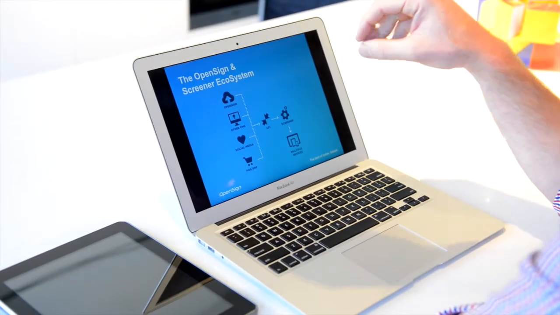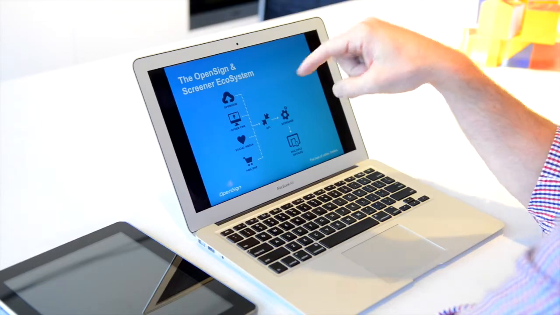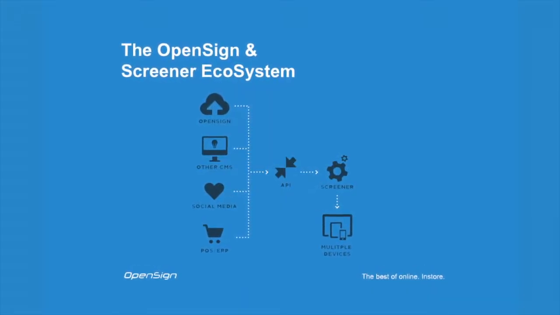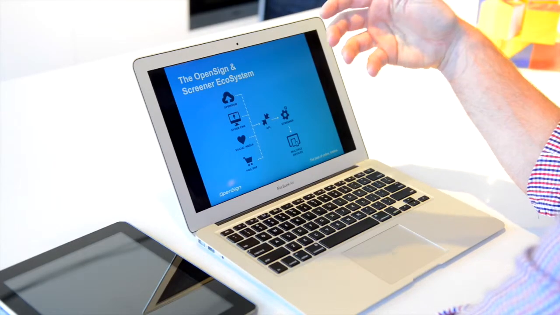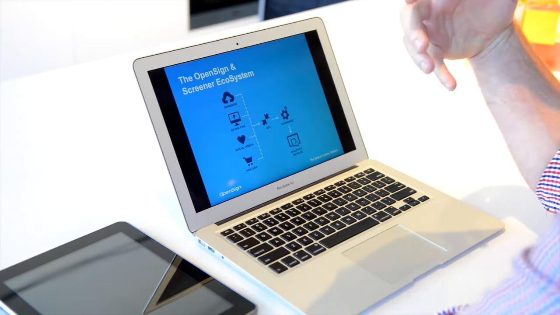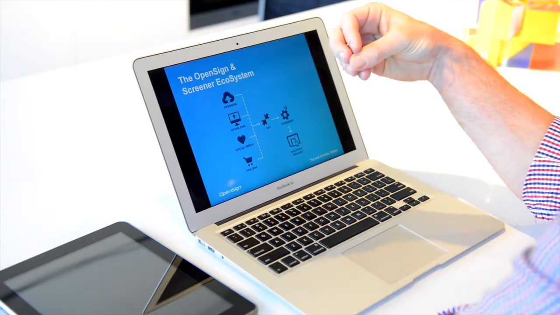The information that feeds Screener can be from any web source, and you can see here that we've got OpenSign, which is a web-based CMS, can feed information to Screener through an API. Any other system can also deliver web-based content through the API to Screener. So what it really means is we can deliver any web content to a stable and managed environment.